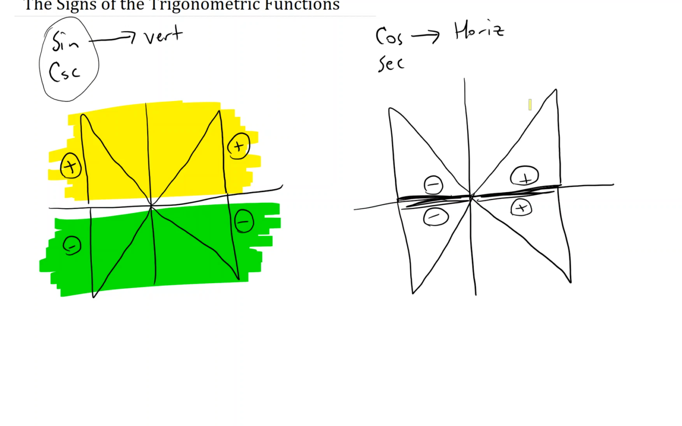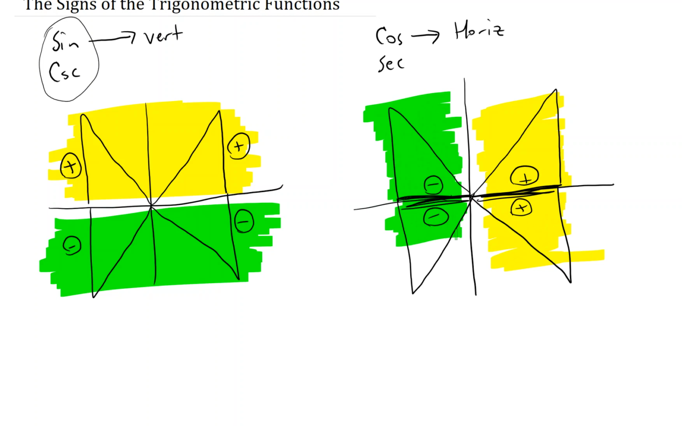So cosine is positive when you move to the right. So in the right quadrants, cosine is positive. And in the left quadrants, cosine is negative since it relates to the horizontal side. And secant shares both of those properties.